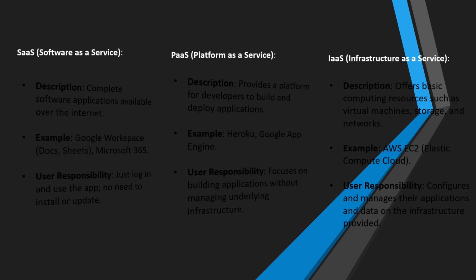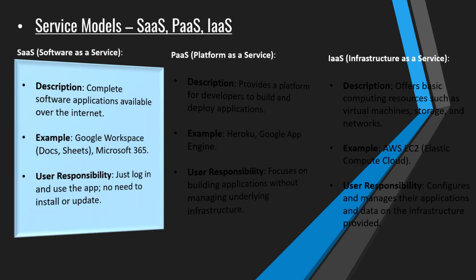So basically, what is SaaS? A complete software application available on the internet. SaaS stands for software as a service. It is software that you can access through your browser, such as Google Workspace. You don't need to install or maintain it. Just log in and start using. Right.